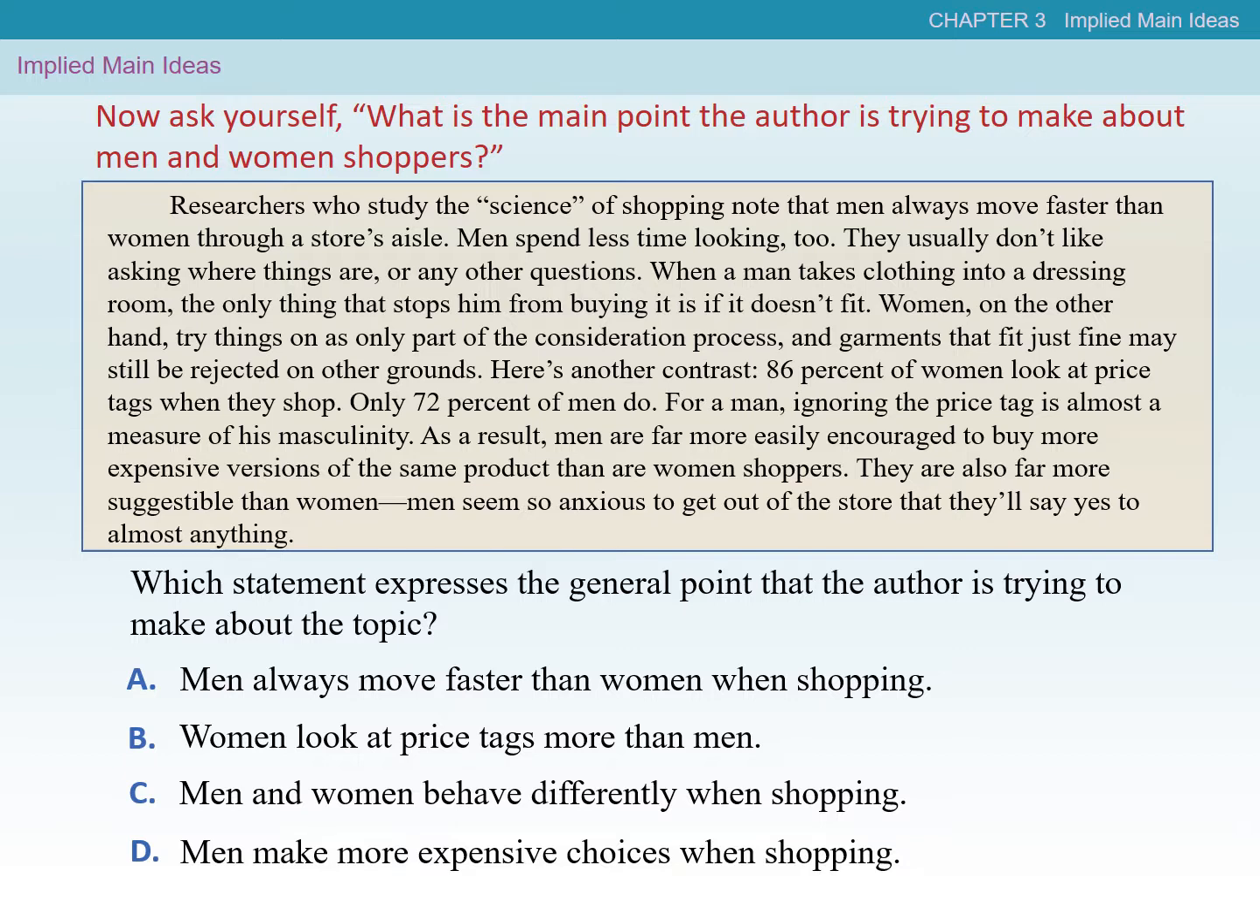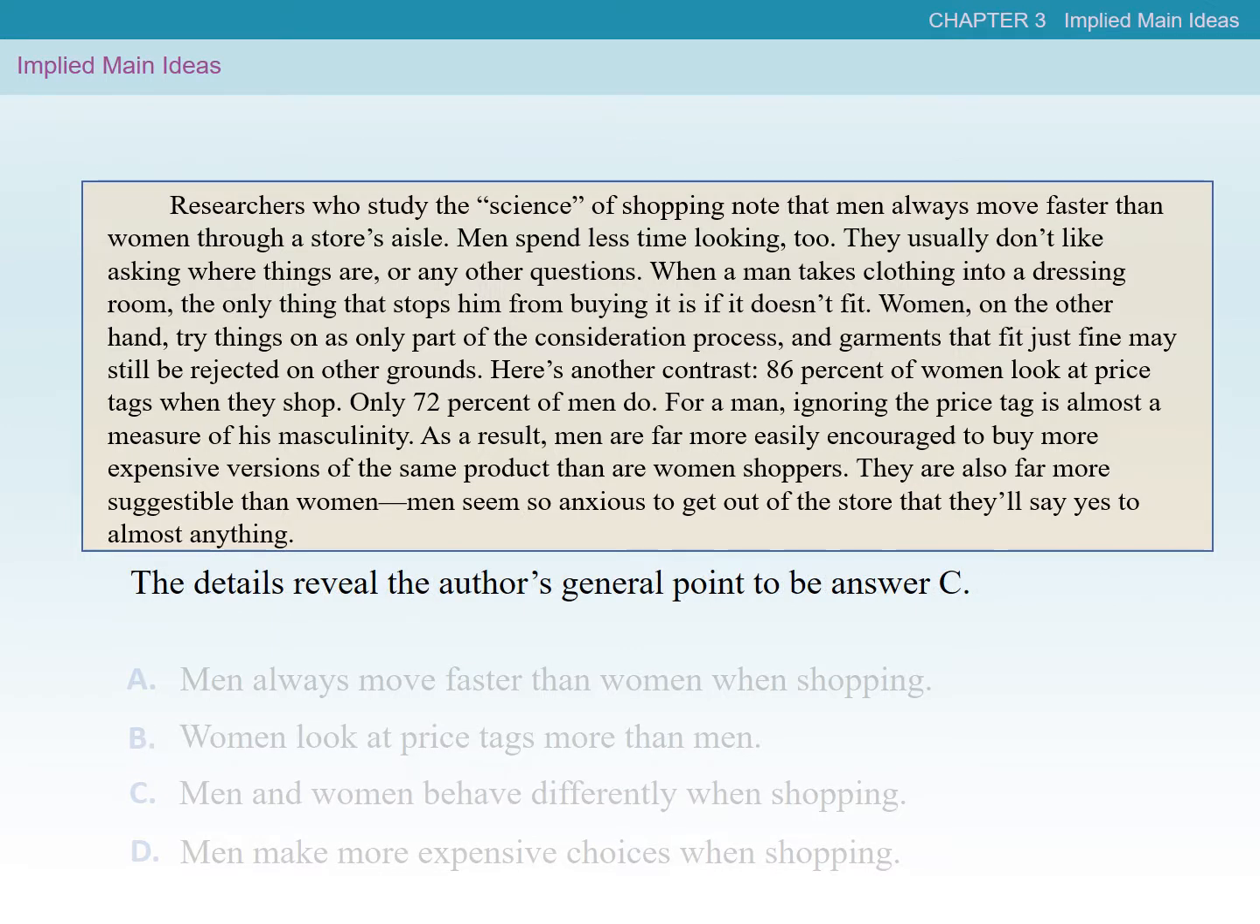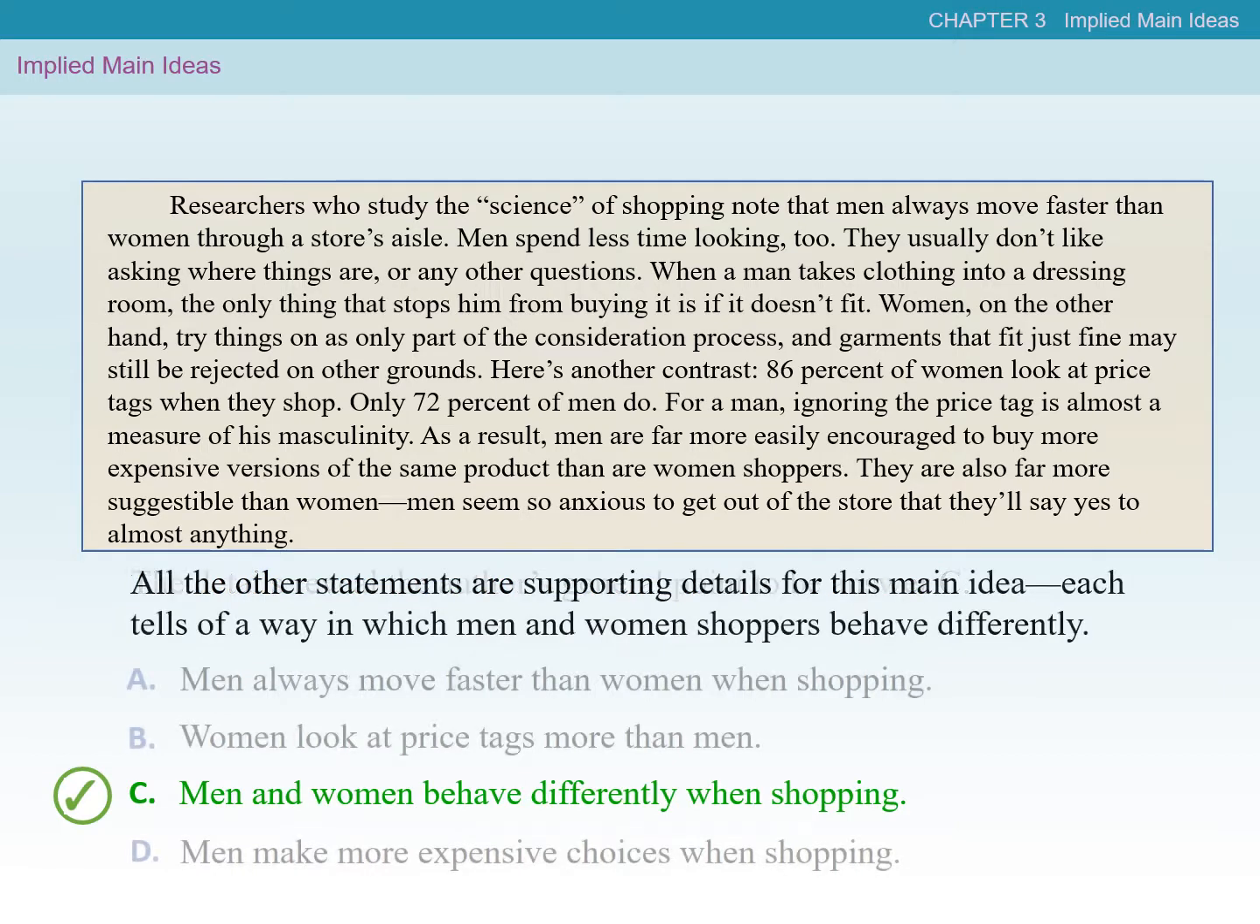Men always move faster than women when shopping. Women look at price tags more than men. Men and women behave differently when shopping. Men make more expensive choices when shopping. So answer C seems to be the best general point to describe the information in this paragraph. Men and women behave differently when shopping. The other statements are supporting details, and they appear directly in the paragraph.